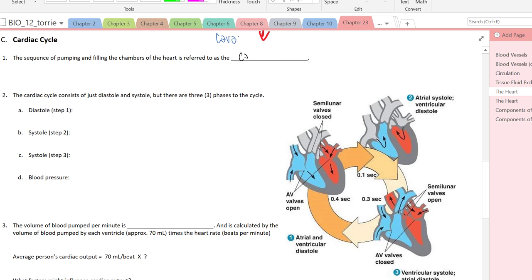I'll try and get my pen working here. Cardiac cycle. And so we'll go through the different phases and outline what's going on.